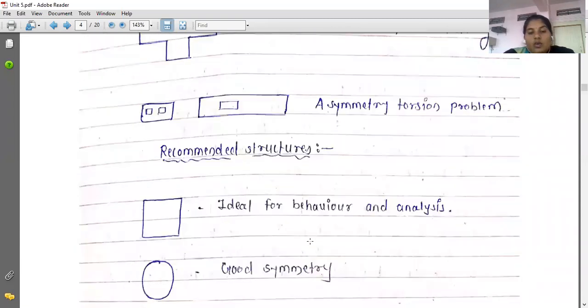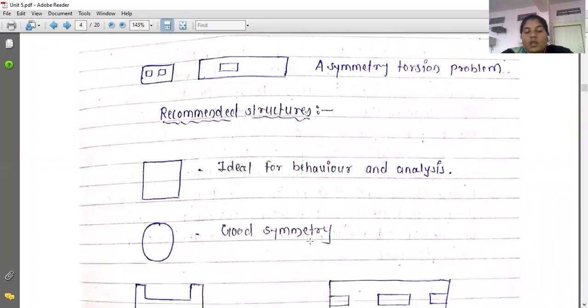So below this, write down recommended structures. Okay, recommended structures. Now we have seen what types of plans are not recommended, which will not resist the earthquake forces. But now we'll see the recommended structures which will resist the earthquake forces. They will act as an earthquake resistant building.